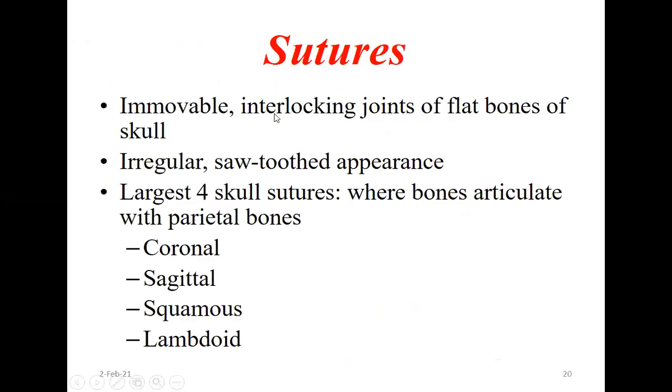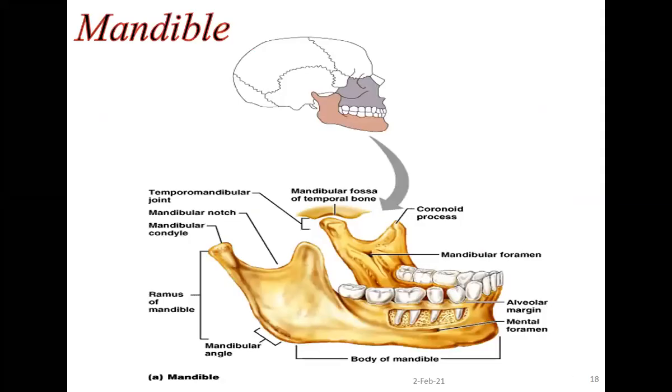They are immobile, interlocking joints of the flat bones of the skull. Immobile means there is no movement at this level. Even though whenever two bones come together they usually move, here there is no movement, so they are called immobile, immovable. Interlocking means they lock together, joints of flat bones of the skull, as I showed you before. So these are the interlocking of the two bones.